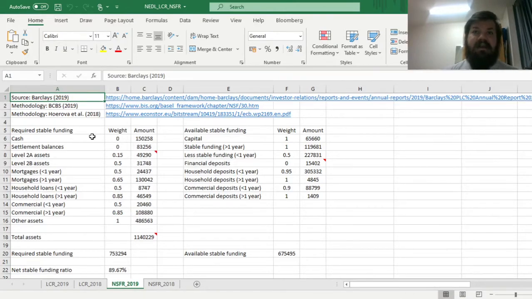To assist me in today's tutorial, I heavily use the methodology provided by the Basel Committee on Banking Supervision itself, and also by this European Central Bank discussion paper by Horova et al. That goes through a lot of various proxies that you can use to reliably match your NSFR calculations with the regulations in place that banks themselves use or will use or are expected to use starting in 2021. So without further ado, what is the logic of the net stable funding ratio?